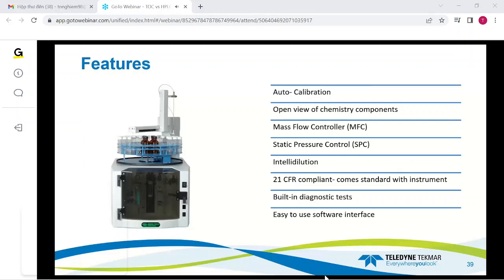IntelliDilution, if you're in an environmental lab, which we also want to be using this feature in the pharmaceutical lab, would go back and redilute your sample and bring it within the calibration range that you have selected. The system does come with 21 CFR software. It's a standard software that comes with it. It's not an additional add-on or anything like that. At install, you can select standard instrument without 21 CFR or 21 CFR tools. We give you tools for compliance, and then serviceability and easy to use software interfaces.